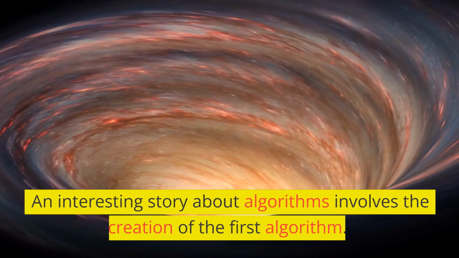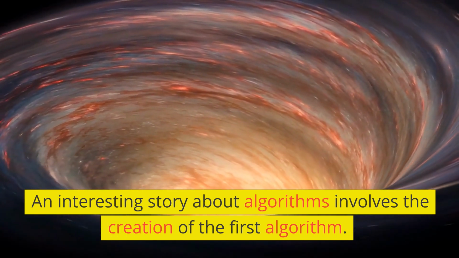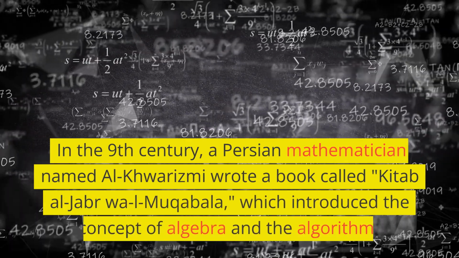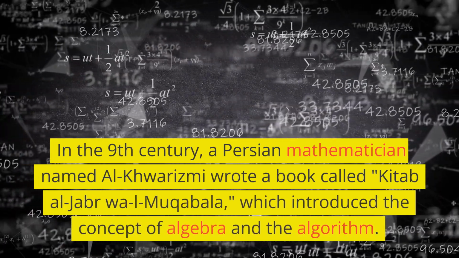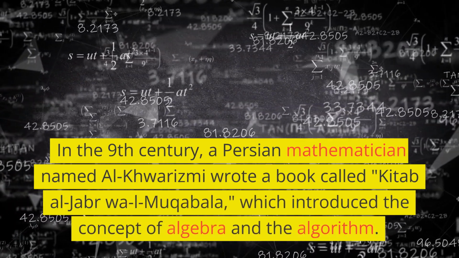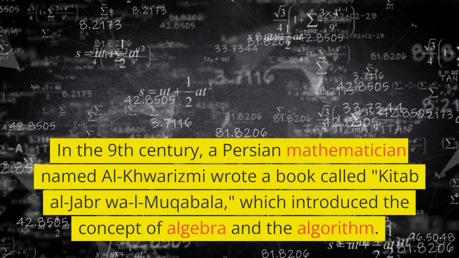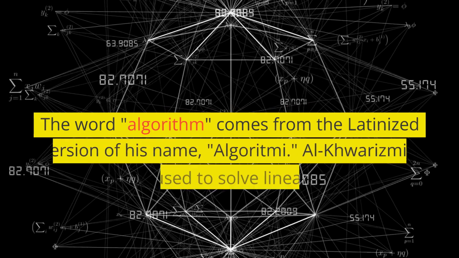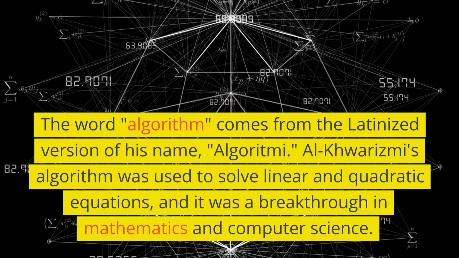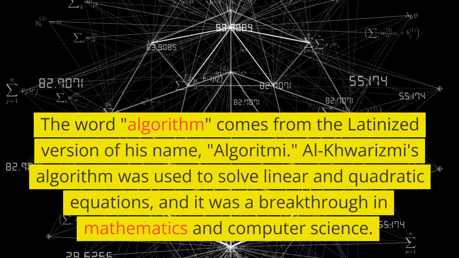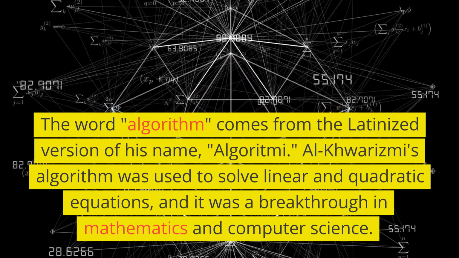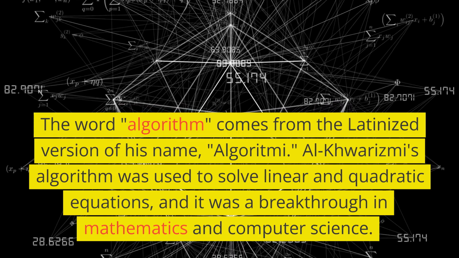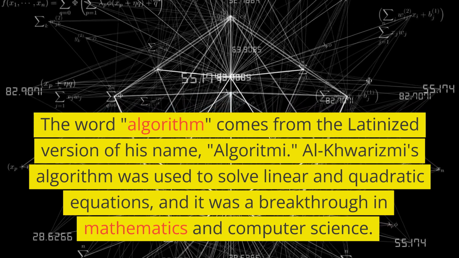An interesting story about algorithms involves the creation of the first algorithm. In the 9th century, a Persian mathematician named al-Khwarizmi wrote a book called Kitab al-Jabr wa al-Muqabala, which introduced the concept of algebra and the algorithm. The word algorithm comes from the Latinized version of his name, algorithmi. Al-Khwarizmi's algorithm was used to solve linear and quadratic equations, and it was a breakthrough in mathematics and computer science.